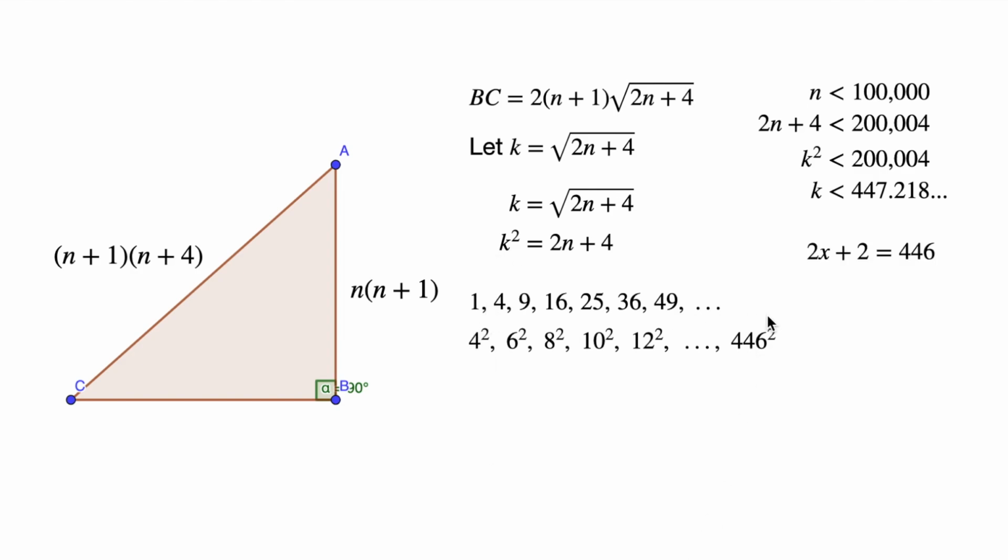Ignoring the squares in this sequence, we can represent the base of this sequence with 2x plus 2, and equating that with 446, and solving for it, we know that there are 222 terms in this sequence. And since we know all terms of this sequence satisfy the condition of making this square root an integer and thereby making BC also a positive integer, the number of positive integers of n less than 100,000 to make BC an integer is 222.